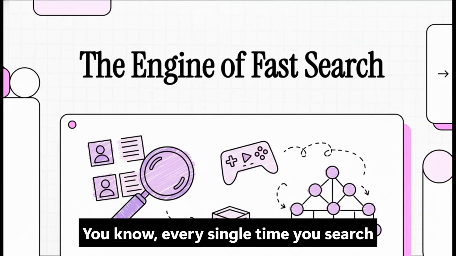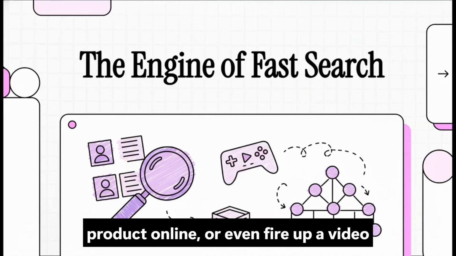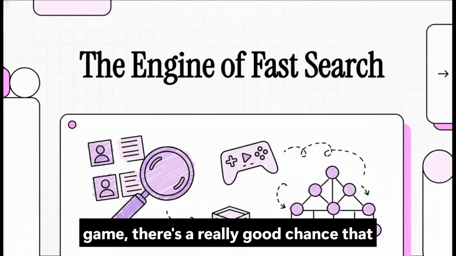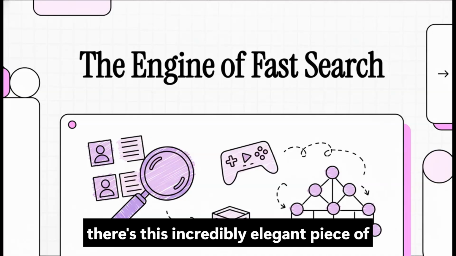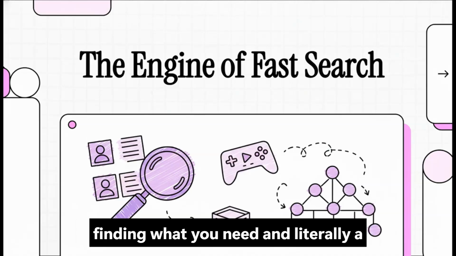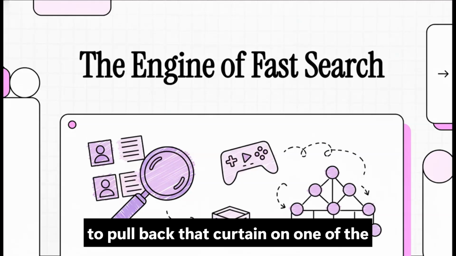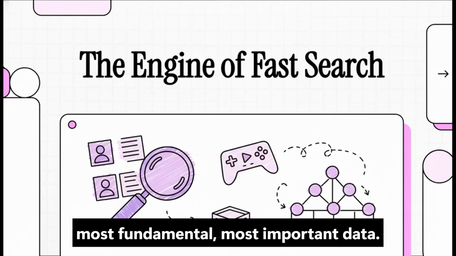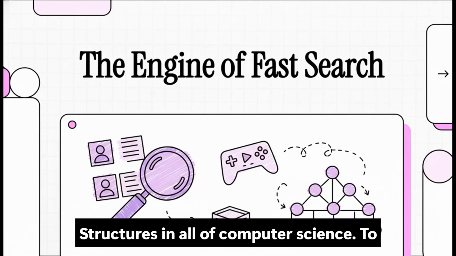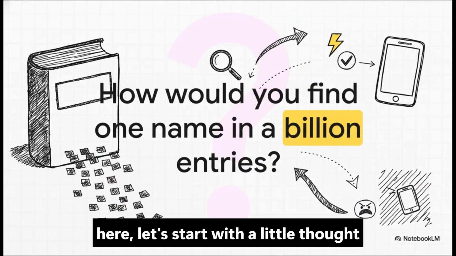Every single time you search for a contact in your phone, look up a product online, or even fire up a video game, there's a really good chance that there's this incredibly elegant piece of logic working behind the scenes. And it's finding what you need in literally a fraction of a second. So today, we're going to pull back that curtain on one of the most fundamental, most important data structures in all of computer science.